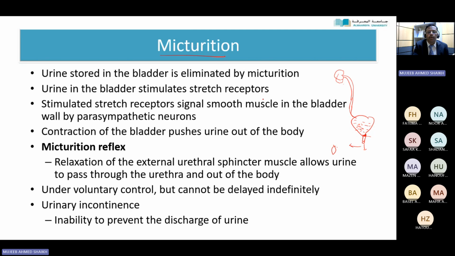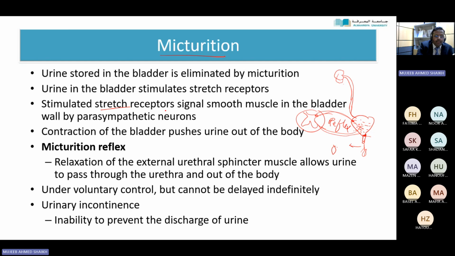And this occurs by a reflex mechanism through the spinal cord. We call it the micturition reflex. First, there will be some sensation of urine in the bladder, which goes to the spinal cord. The spinal cord will send the signal to cause contraction of the bladder and relaxation of the sphincter to expel the urine. This is called a reflex mechanism. It is known as the micturition reflex. So how it occurs, we will see in detail now.